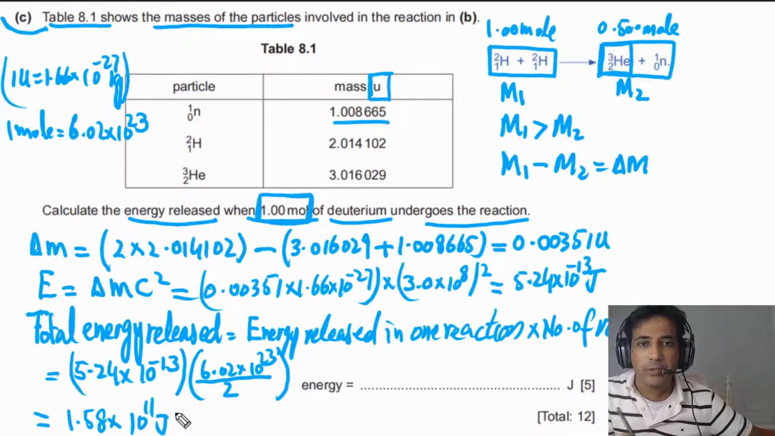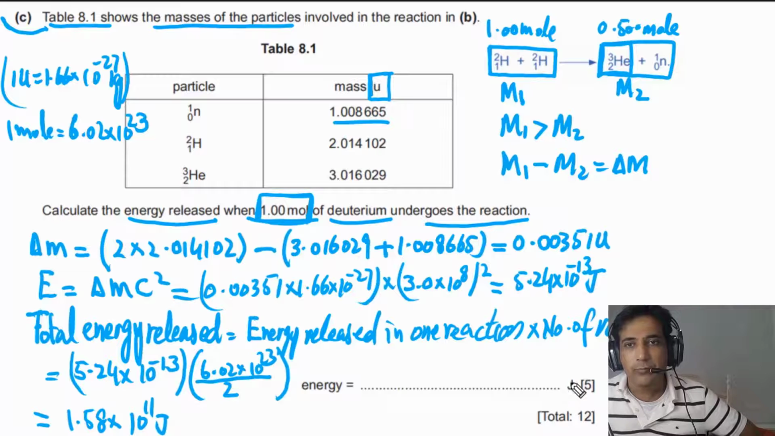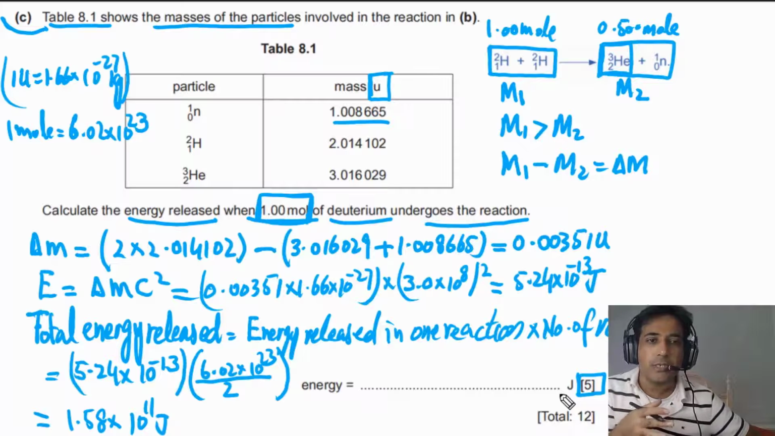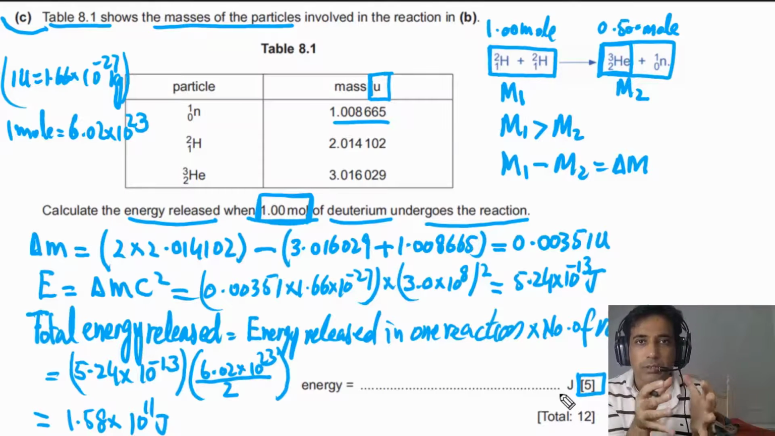If you have written all these steps, you will get 5 marks for this question, because the total marks for this question are 5. So this is how you can answer. This is a standard method to calculate energy released in any nuclear reaction.